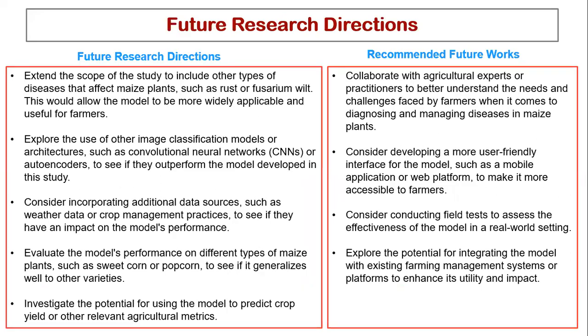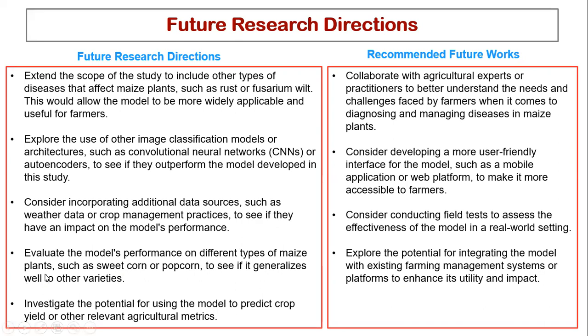And also on future research directions, we expect to extend the scope of the study to include other types of diseases that affect maize like rust and fusarium wilt. And this would allow the model to be more widely applicable and useful to farmers. And also we shall explore the use of other image classification models or architectures, for example, the autoencoders, to see if they outperform the model we've designed. And also we shall consider incorporating additional data sources such as weather or crop management to see how they affect the model's performance. And also we shall evaluate the model's performance on different types of maize plant. For example, we shall use it on sweet corn or popcorn to see if it generalizes to all the maize varieties.